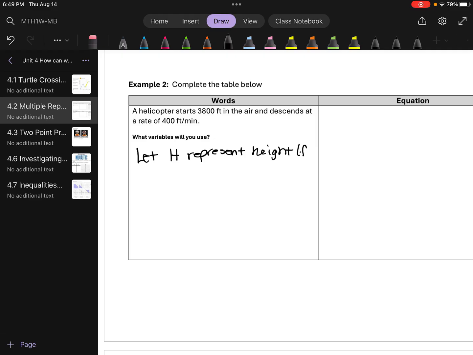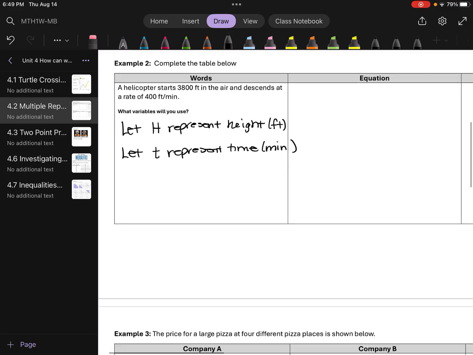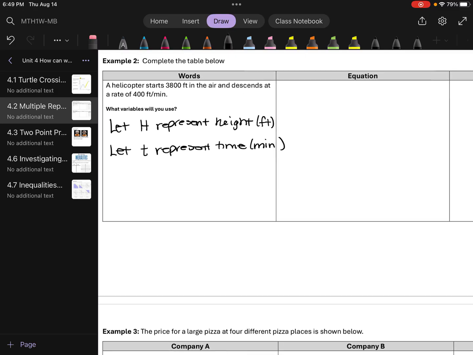And this is in feet. And I'm going to let T represent time. And in this case, the time is in minutes because my units were in feet per minute. If you haven't already written an equation, I want you to pause the video to try that.